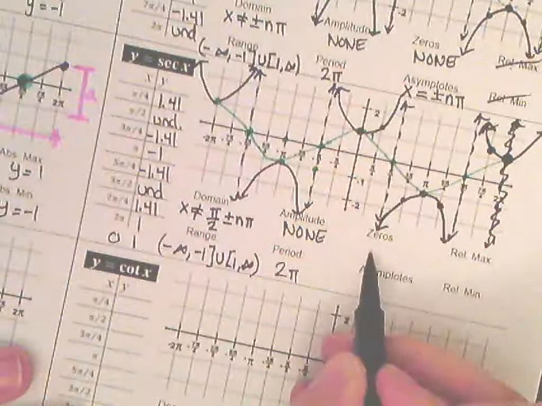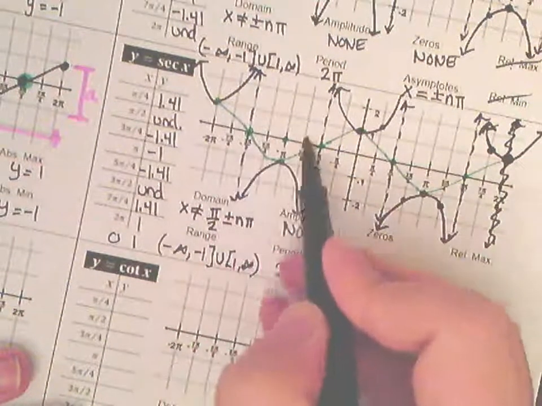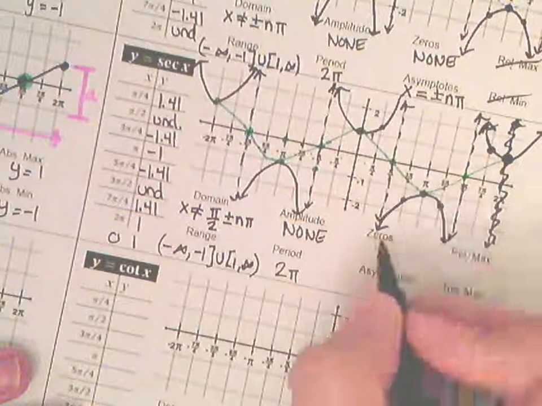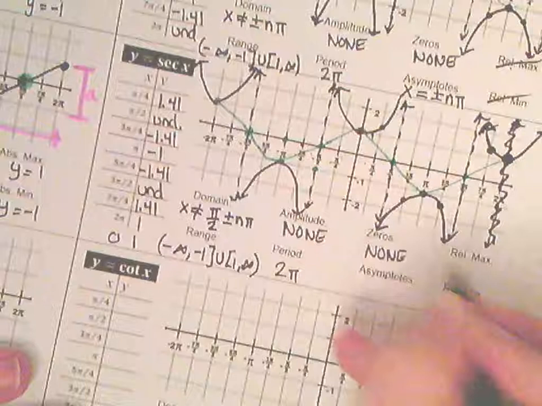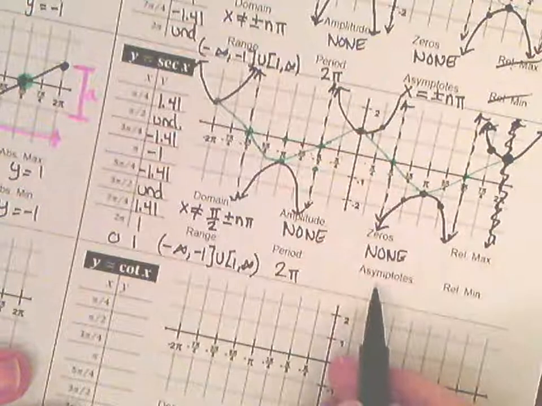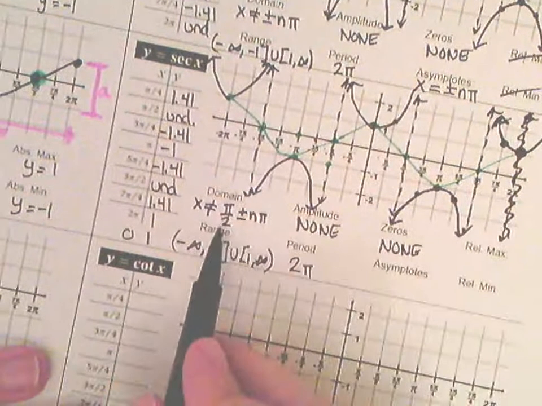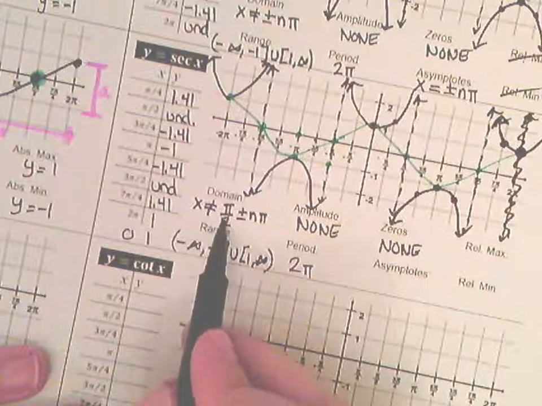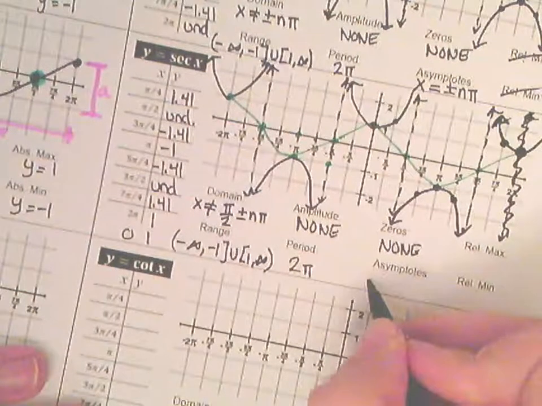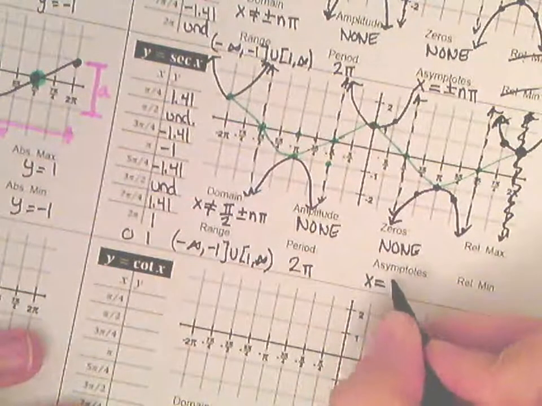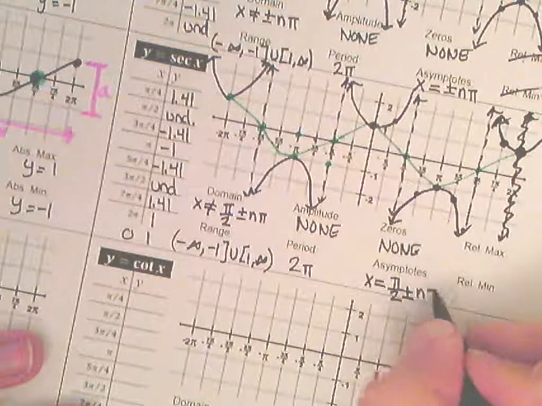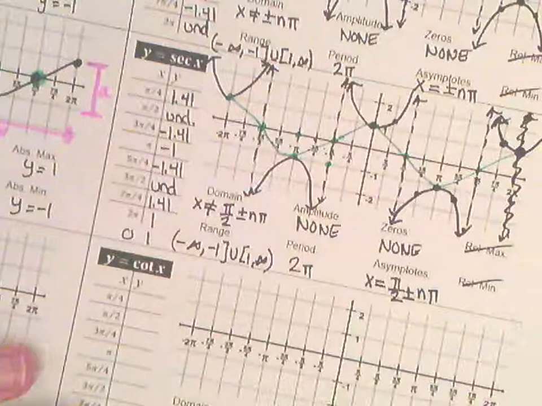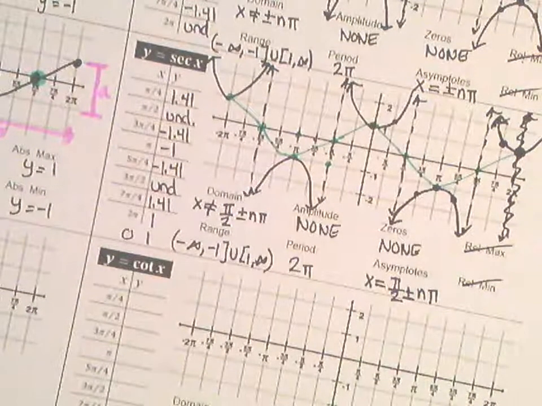Do we have any zeros on this graph? Does this graph touch the x-intercept anywhere? Absolutely not. And asymptotes, they're going to be the same equation as your domain, except we're not going to say does not equal because they are there. So x equals pi over 2 plus or minus n pi. And we're going to cancel. We're not going to worry about relative max or min just now.